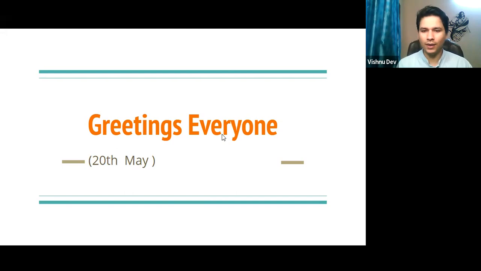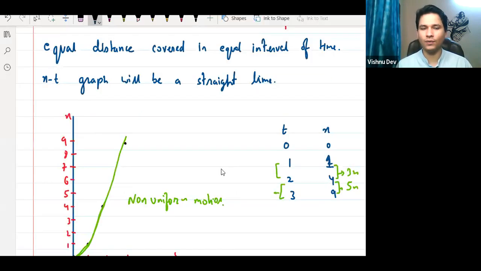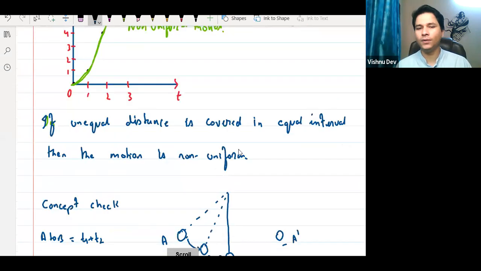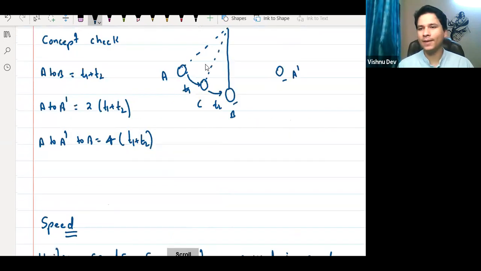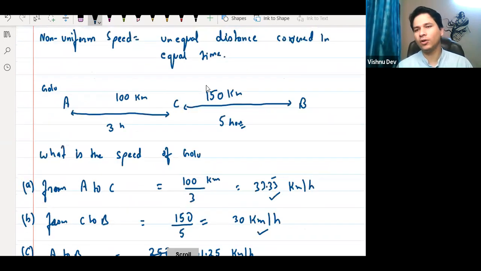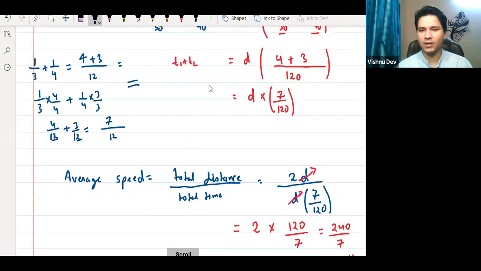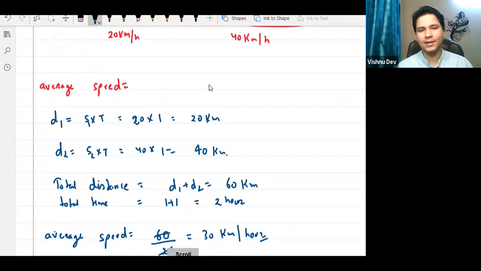Okay. So good evening, everyone. We will start today's class and we'll continue the topic, which is motion. Now, I hope all of you have basic idea about speed, right? What was speed? Speed is basically rate of change of distance. Then we talked about uniform speed, non-uniform speed, and average speed. We discussed the concept of average speed also.